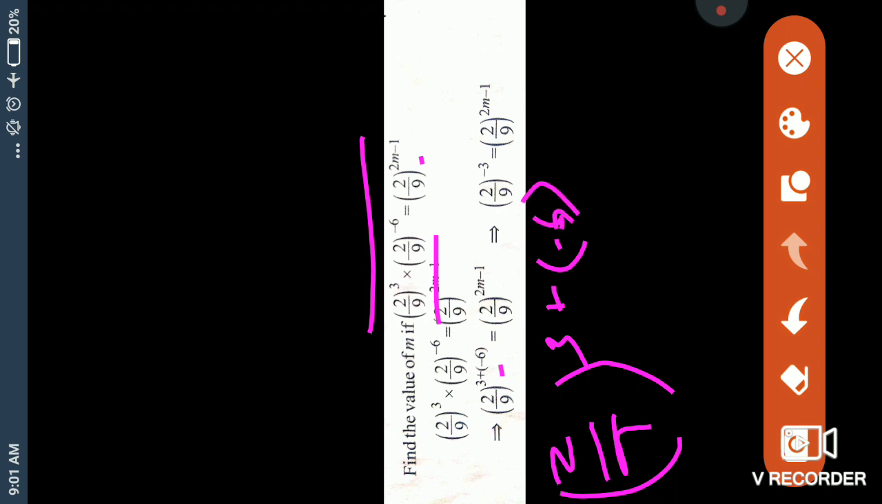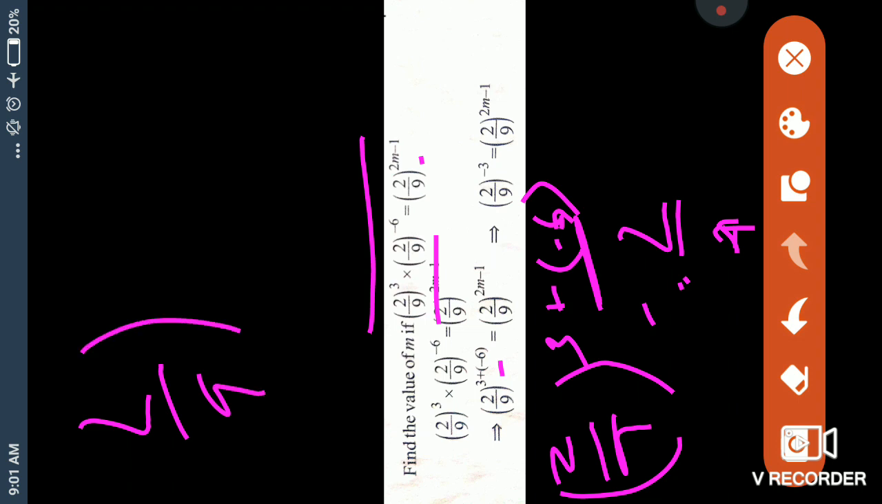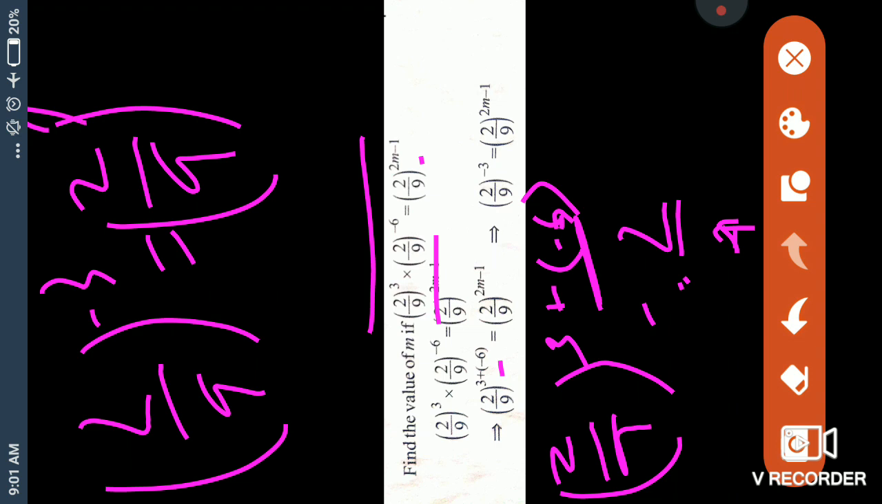Look here, like this. Here 3 is positive, but the minus sign makes 6 negative. So we subtract 3 from 6. 6 is greater, so the result will be 2 upon 9 to the power minus 3. This equals the other side, 2 upon 9 to the power 2m minus 1.